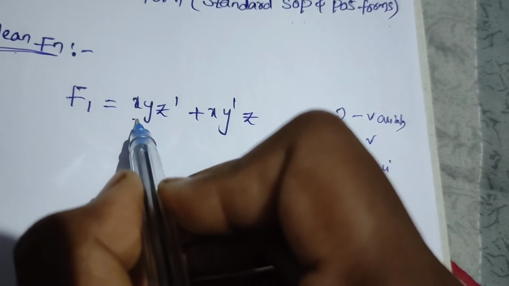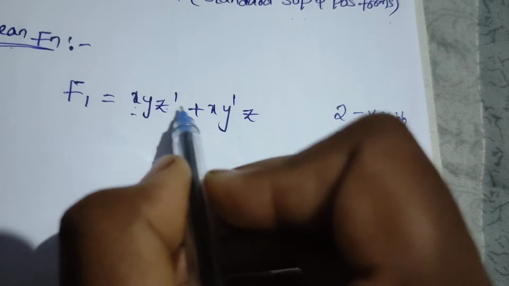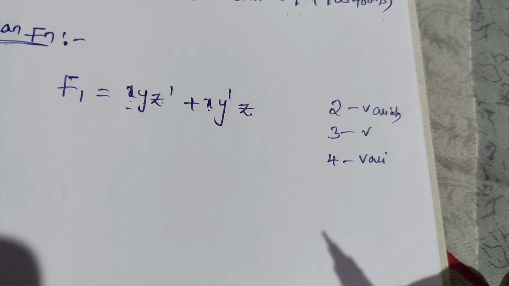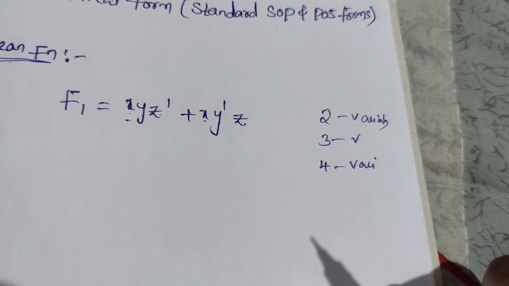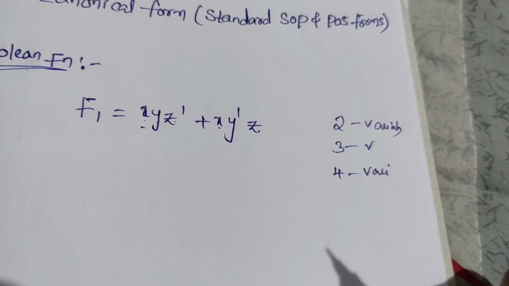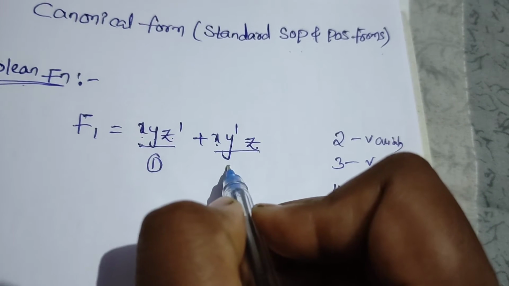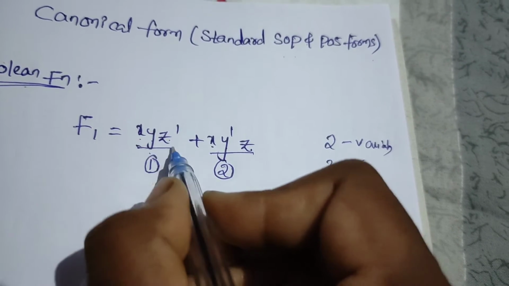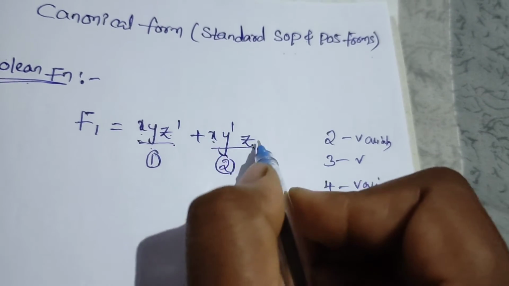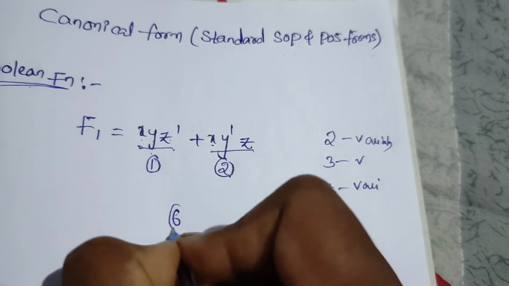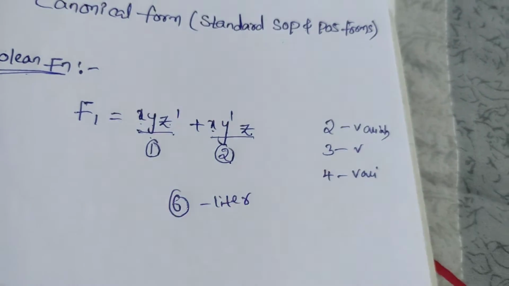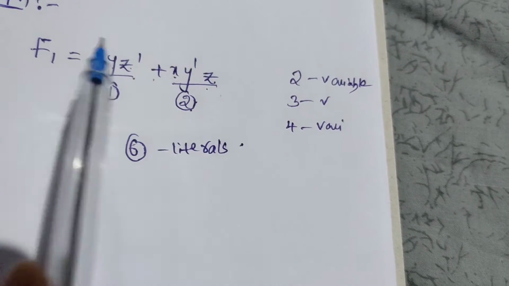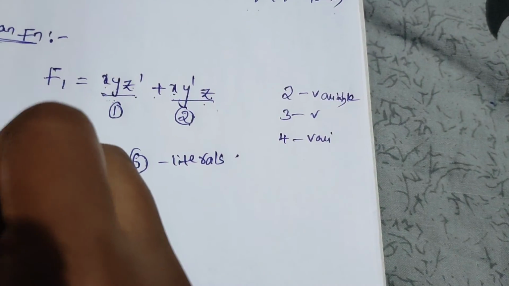It consists of a total number of literals: 1, 2, 3, 4, 5, 6. A literal is nothing but each occurrence of a variable, either in complemented or uncomplemented form, which we have seen in the previous class. It consists of two terms. The first term consists of three literals in product form, and the second term consists of three literals in product form. So in total it consists of 6 literals. This Boolean function is in the form of two product terms which are summed, so it is in the form of sum of products, SOP.